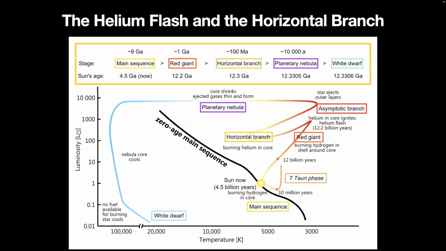After the helium flash, the luminosity of the star decreases and the outer layers of the star fall back a little bit. So the star shrinks a little bit. So now it is a horizontal branch star. So we've gone from the main sequence up to being a red giant. Helium flash occurs, and now the star is down here in the horizontal branch.